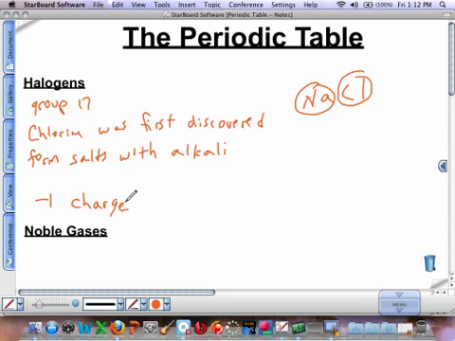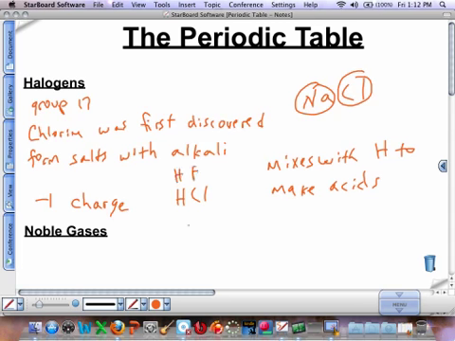Okay, that's the halogens. When they get electrically charged, they actually emit tremendous amounts of light, again because they're very reactive. The other thing I want to mention is that these mix with hydrogen to make acids. So HCl, hydrochloric acid. And then you can also have HF, hydrofluoric acid.